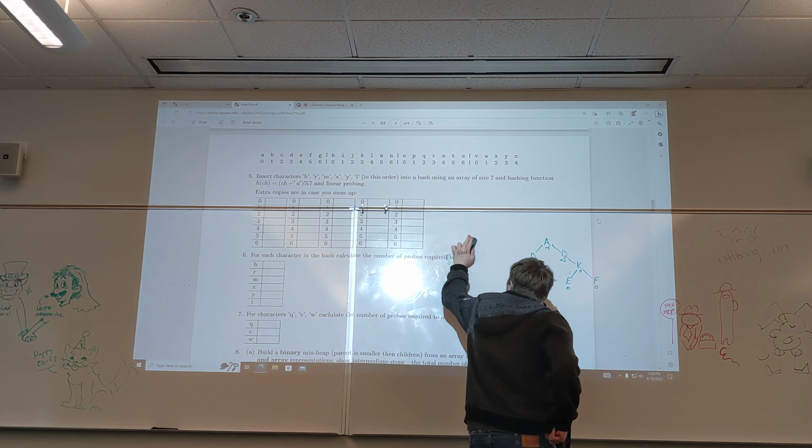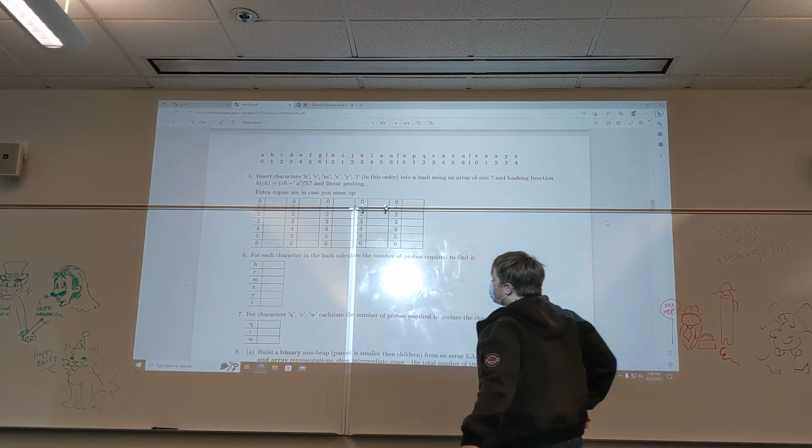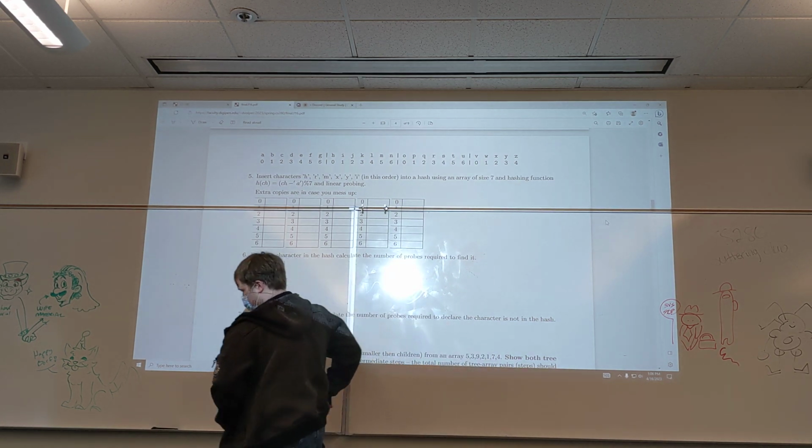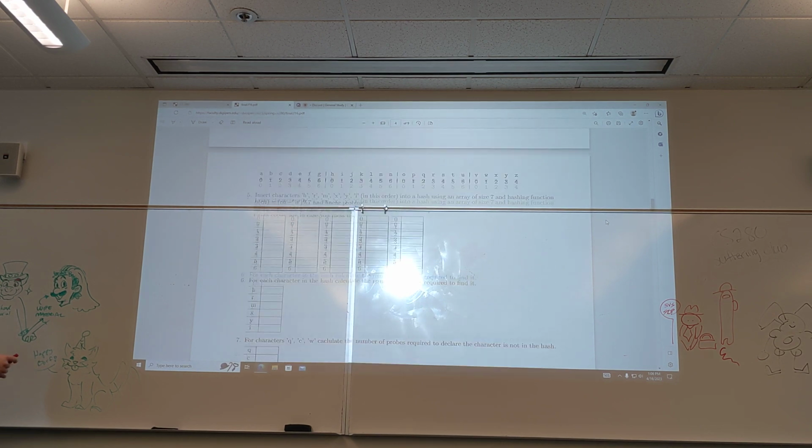Okay. Insert the characters XRM, HRMXYI in this order into a hash using an array of size 7 and hashing function H of CH equals CH minus the character A mod 7, and linear probing. Extra copies are in case you mess up. I like that. Nice.